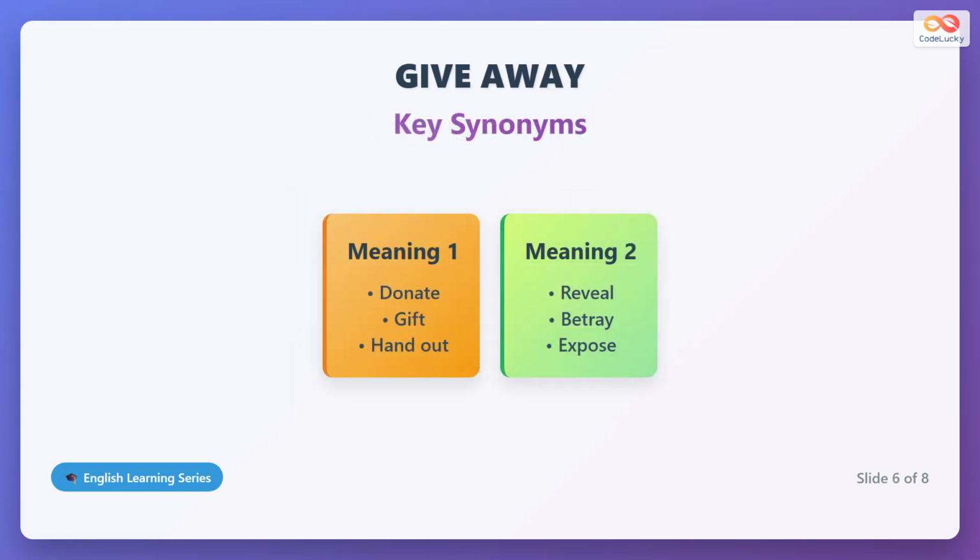Here are helpful synonyms for give away. For meaning one, use donate, gift, or handout. These all mean giving without payment. For meaning two, use reveal, betray, or expose. These show accidentally disclosing secrets. Knowing synonyms helps you understand and use similar words correctly.